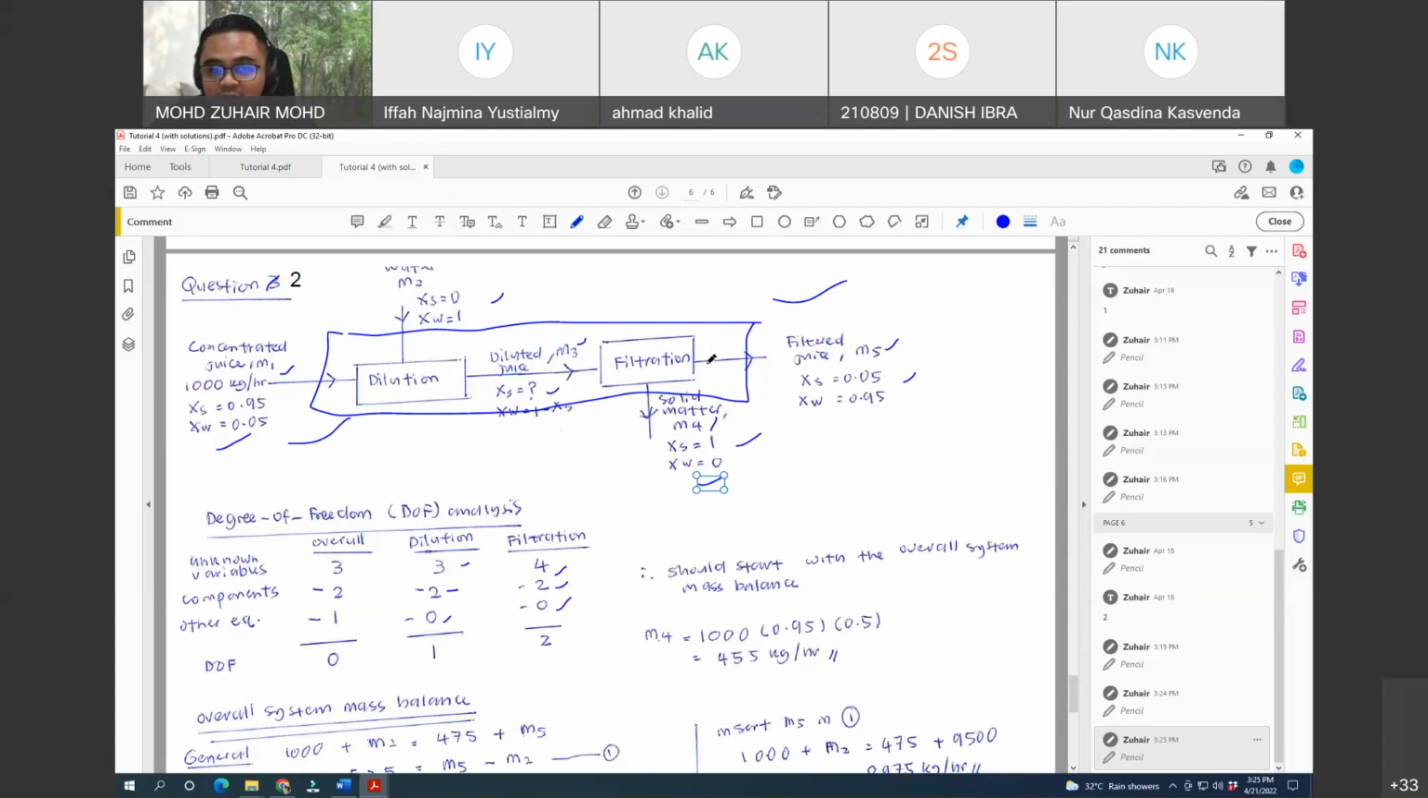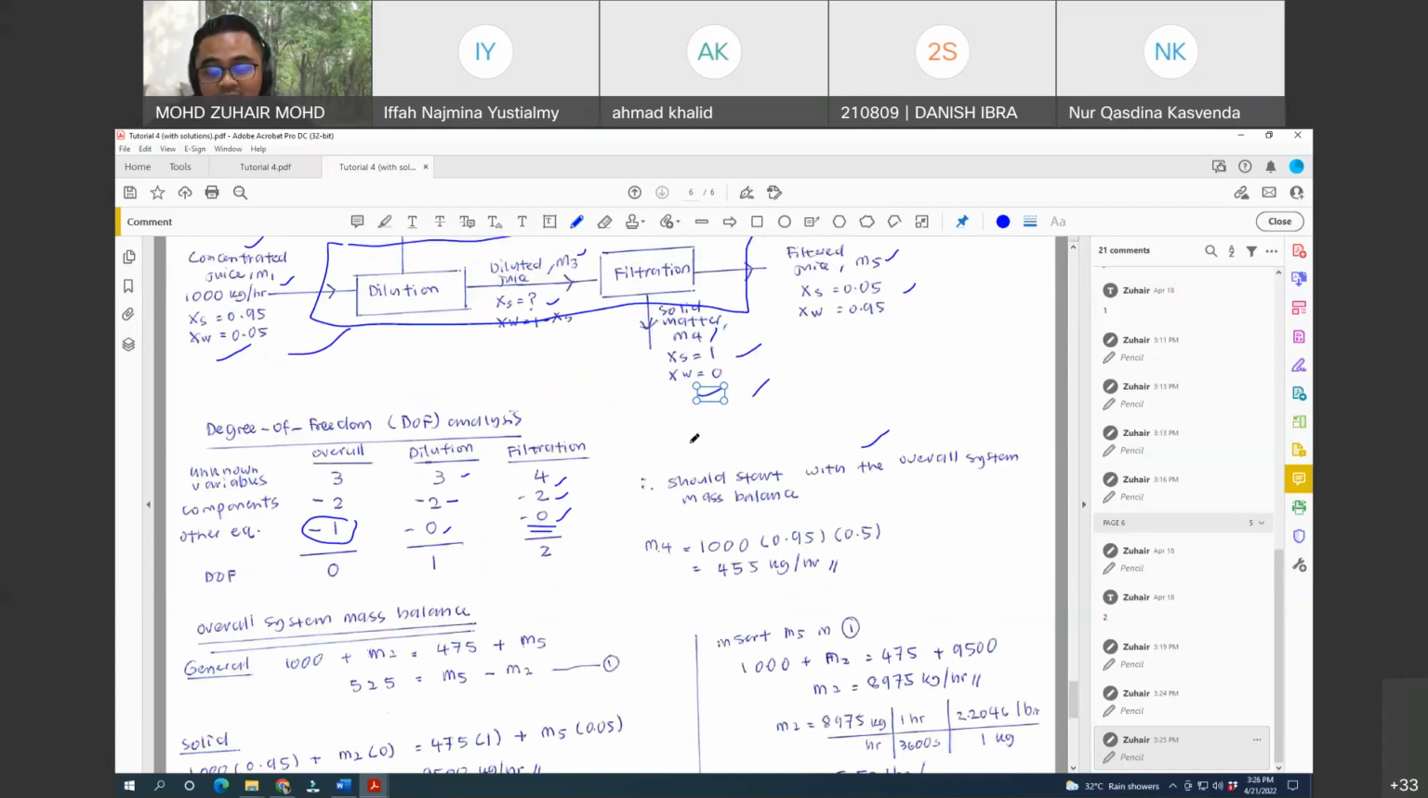We only have 2 components without any other equation. Because this is only referring to the filtration process, the equation of 50% of the total solid is only meant for the feed M1 and M4, but the filtration process is not related to M1. So that's why we don't consider the equation here. We only consider it in the overall system mass balance. Based on the degree of freedom analysis, we should start with the overall system mass balance, beginning with the first equation I showed you.